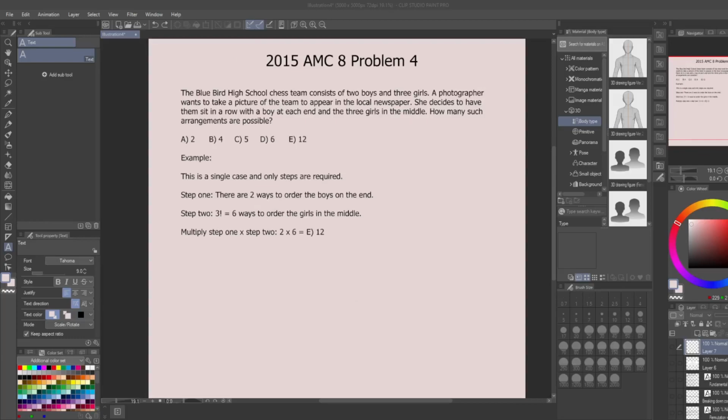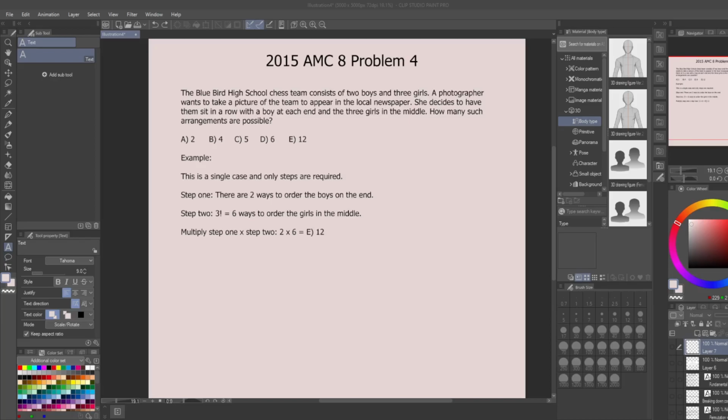Okay, so here's a Part A question from the 2015 AMC 8 to start us off. The Bluebird High School chess team consists of 2 boys and 3 girls. A photographer wants to take a picture of the team to appear in the local newspaper. She decides to have them sit in a row with a boy at each end and 3 girls in the middle. How many such arrangements are possible? A, 2, B, 4, C, 5, D, 6, and E, 12.